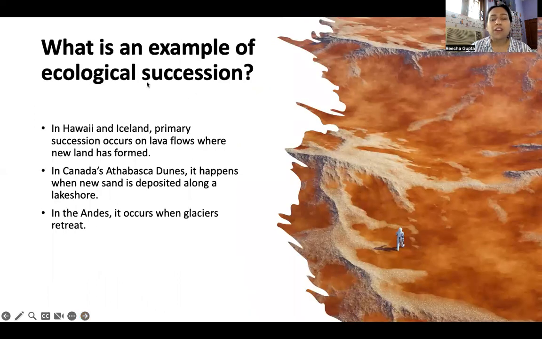Some examples of ecological succession you can see in Hawaii and Iceland, in Canada. These are the areas where the lava flow, the sand dunes, or the glaciers are now inhabited by many plant species, and you can see the ecological succession over there. So these are some of the examples of ecological succession. If you ever get the chance, you can go and see it there easily.